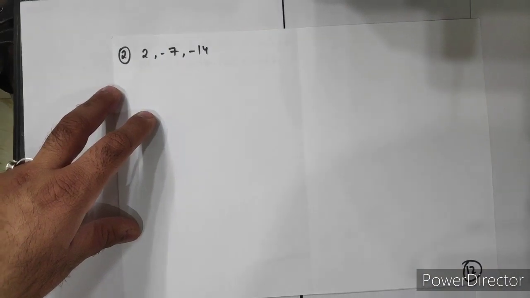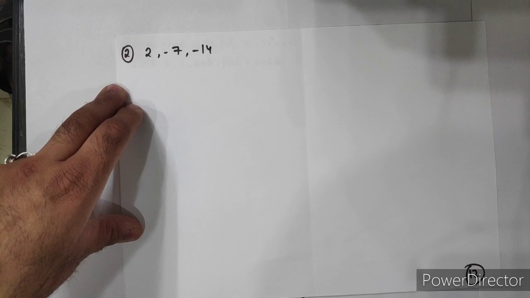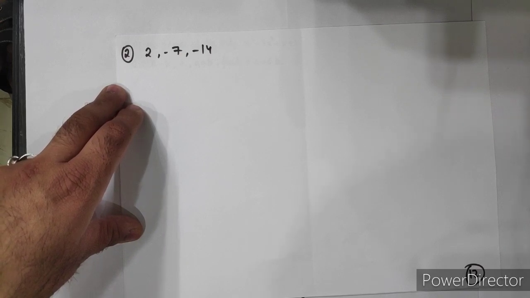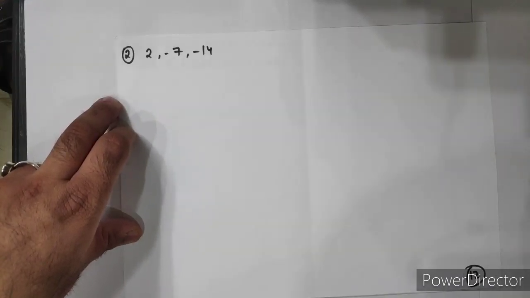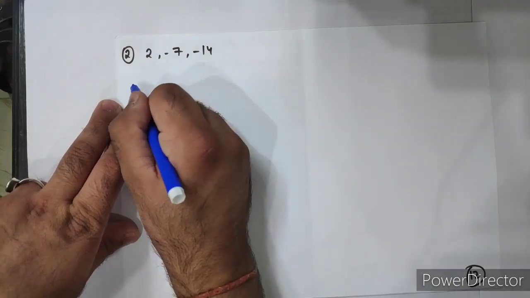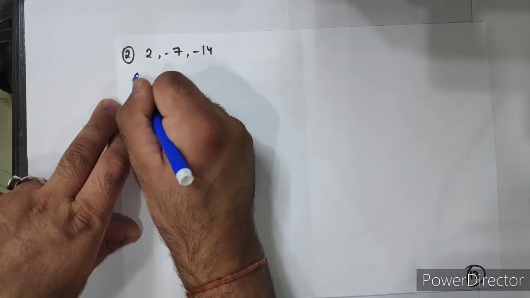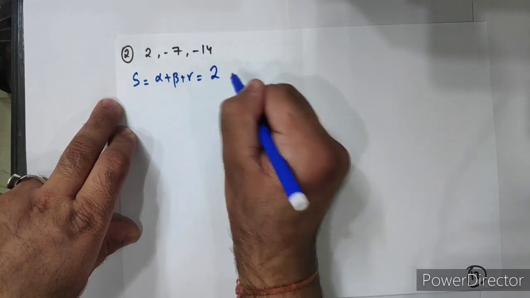Next we have the second question of the same exercise. It says: find a cubic polynomial with the sum of its zeros, the sum of the product of its zeros taken 2 at a time, and the product of its zeros as 2, minus 7 and minus 14. So let us first understand the language. First one of them is the sum, which we have denoted by s. So alpha plus beta plus gamma is given to be 2.